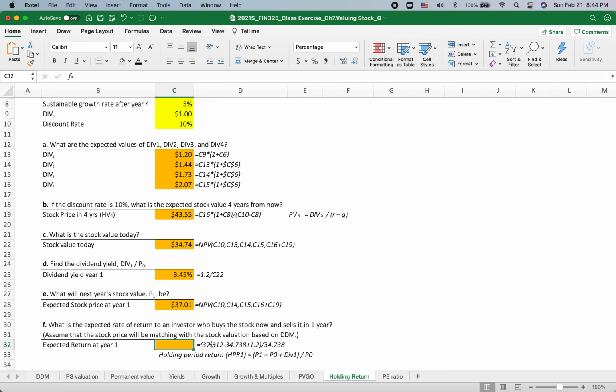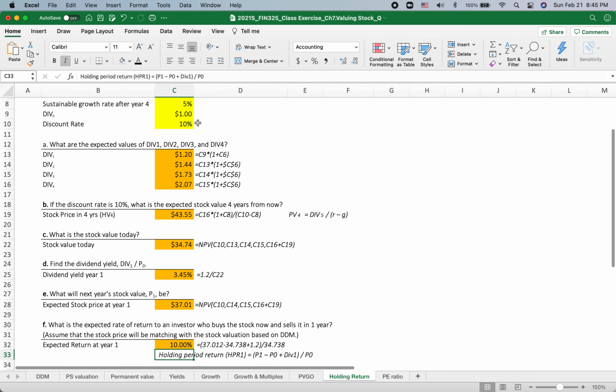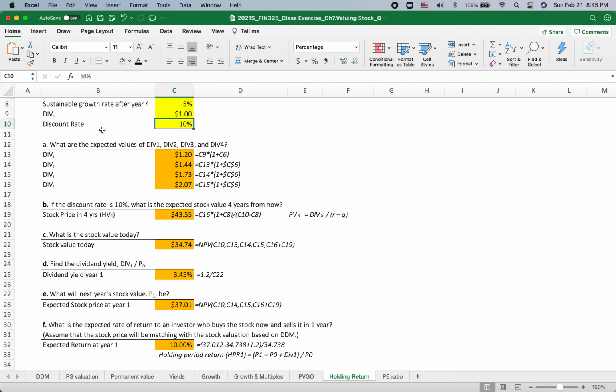Then how do we calculate the return? Oh, we already got it. As you can see, the stock capital gain is the difference between the two prices. Then what was the income gain? That is the dividend. Then what is the stock price today? Once again, 34.74. So the 10% is the expected rate of return. It must be the same as the discount rate because we have used this discount rate.